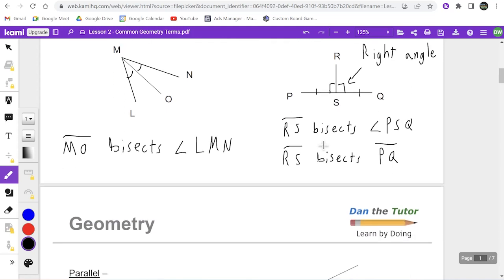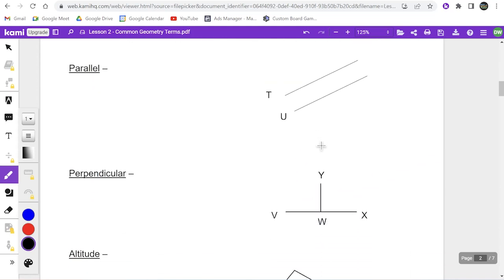Okay then, now we're on to the next page. Parallel. I think we all know what parallel lines look like. If not, they look like this. Basically, parallel lines are lines that never intersect. They are never going to touch each other. T is never going to touch U.